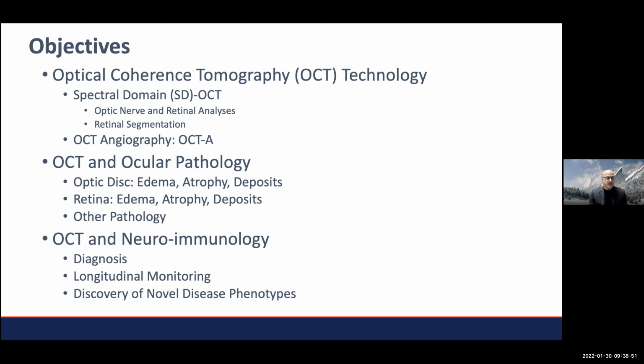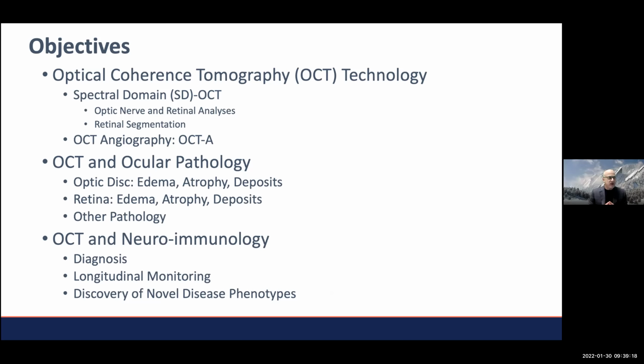The first is to introduce the technology of OCT. And in particular, I know that members of this audience likely have a diverse experience with OCT, but I want to level the playing field, so to speak, and provide a basic background so that everyone can be familiar with how OCT works, how anatomic data is derived from the images, and introduce the rather new technology of OCT angiography.